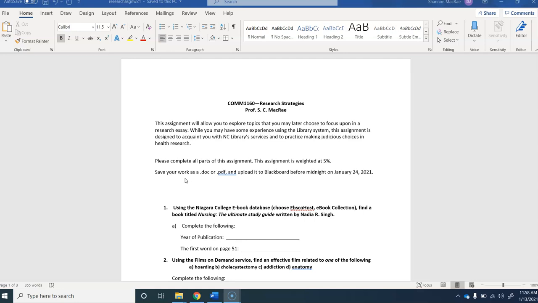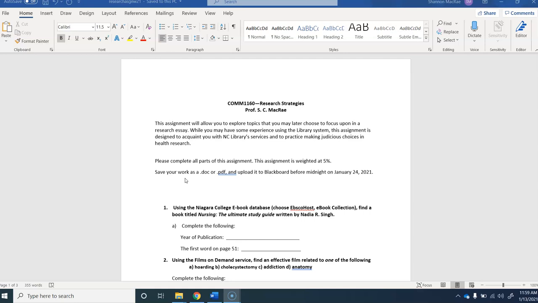But if you've gotten the hang of using the different library services, this assignment probably won't take you that long to complete. What you're going to be doing is exploring some topics and getting your feet wet with medical research. So this is really your first time doing some medical research and gathering some information. You may have had some experience with Niagara College's library or with public libraries, but this assignment is designed to acquaint you with Niagara College's library services, and then also to practice making some good choices when it comes to health research. I'm going to ask you to complete all parts of the assignment.